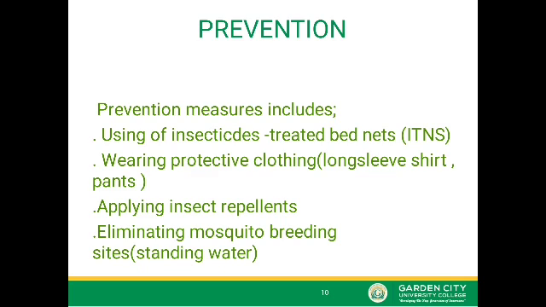Also, eliminate mosquito breeding sites, our standing waters, our stagnant waters around our environment. We weed our bushy areas. Stagnant water should be swept away so that mosquitoes cannot breed in it to cause malaria.